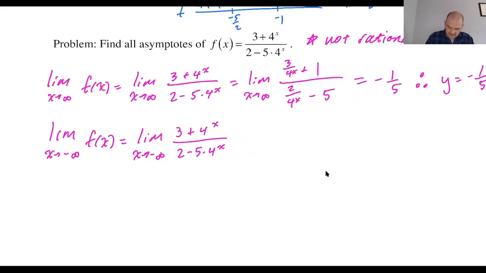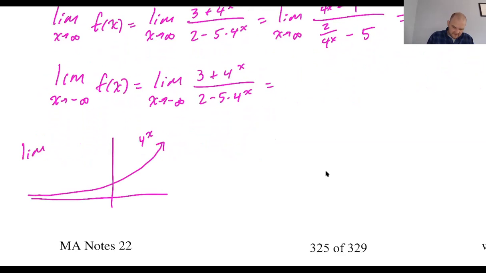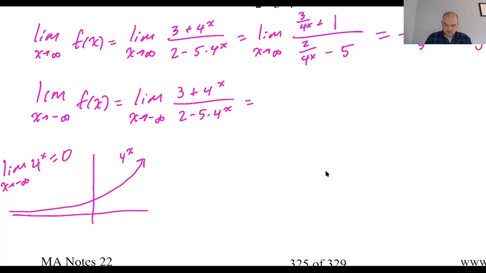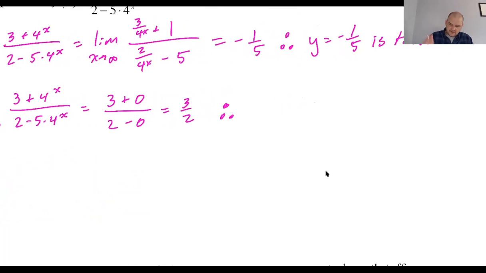Okay, so to do this, what I always do is I think of the graph of 4 to the x. All right, so 4 to the x looks like this. And you can tell that the limit as x approaches -infinity of 4 to the x is 0, which means when I find this limit, 3 has no x's in it, so it's just going to be 3. 4 to the x is going to 0, over 2 has no x's. -5 times 0 is just 0, so this will be -0. So 3/2 is another horizontal asymptote. Sorry, yes, that's right, horizontal. y equals 3/2 is a horizontal asymptote.